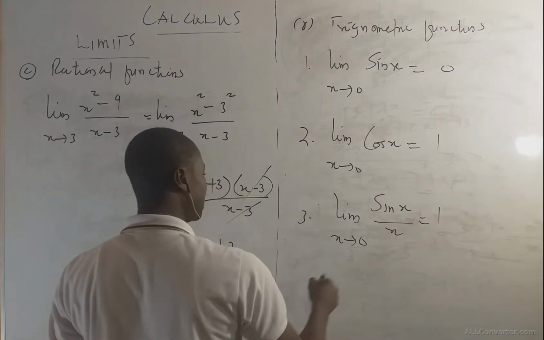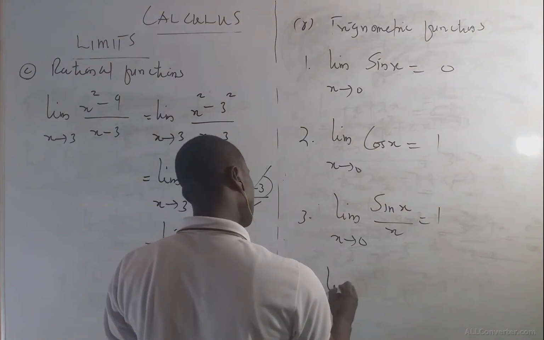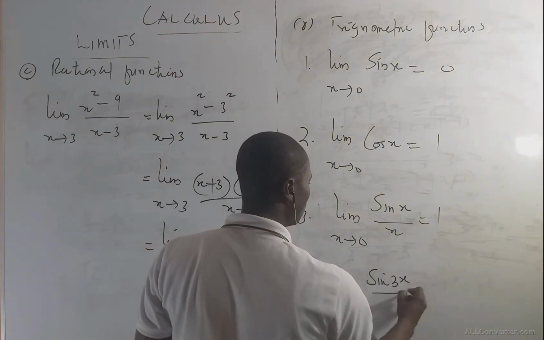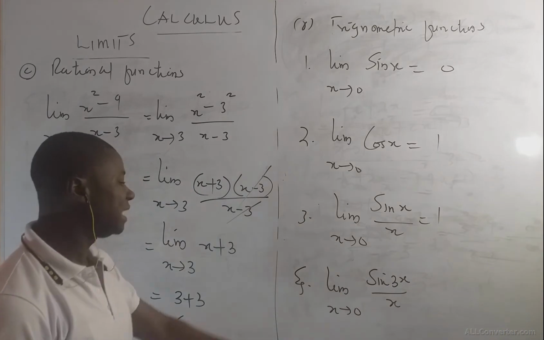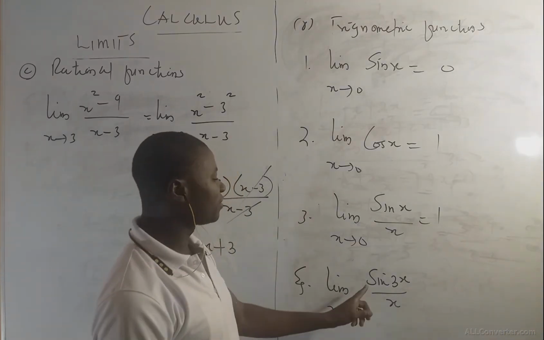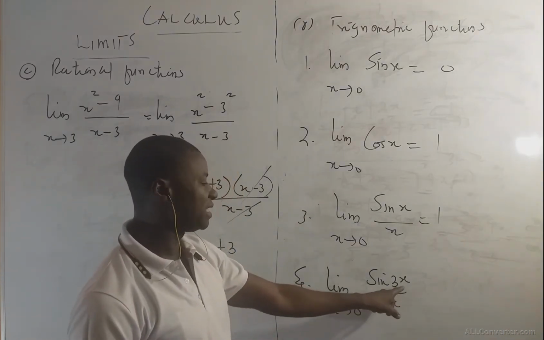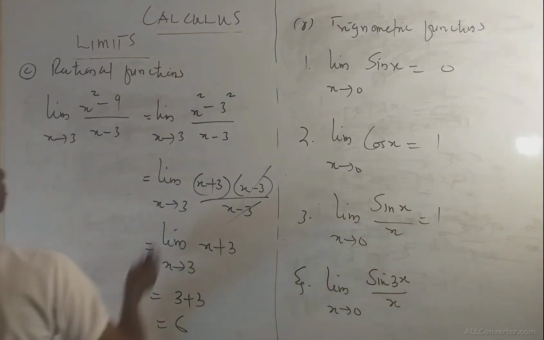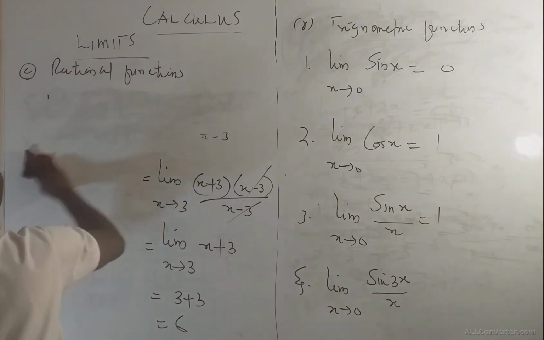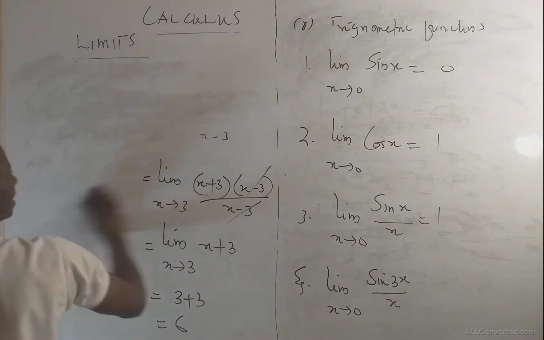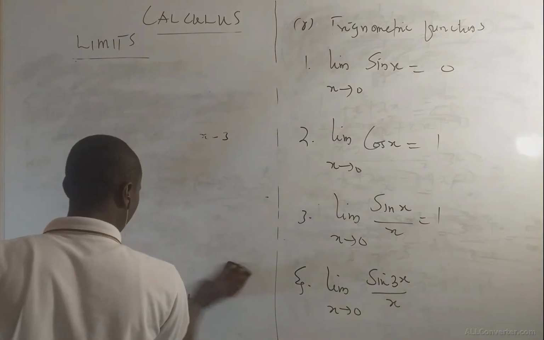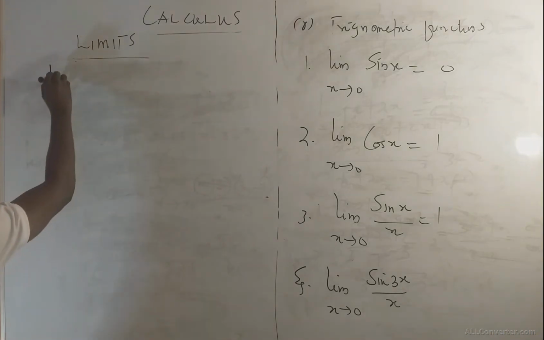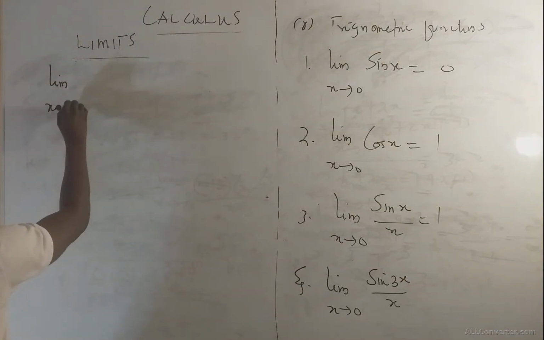Now, let's look at this example. Let's assume that we are asked to find the limit as x approaches 0 of sine 3x over x. Now, take note that this will not be equal to 1 because we have sine of 3x over x. The function here is different from the function we have here. So with this, you need to also manipulate so that you'll be able to solve. Take note that we are looking at limits of trigonometric functions.